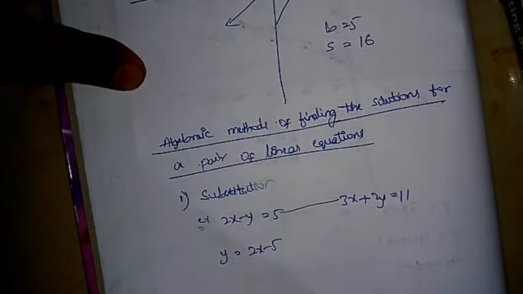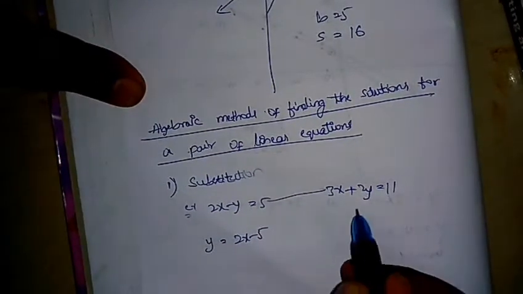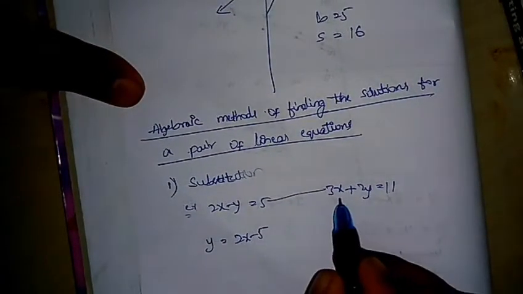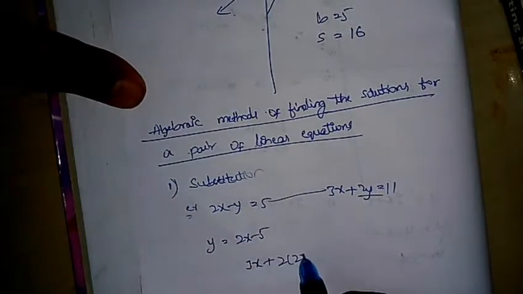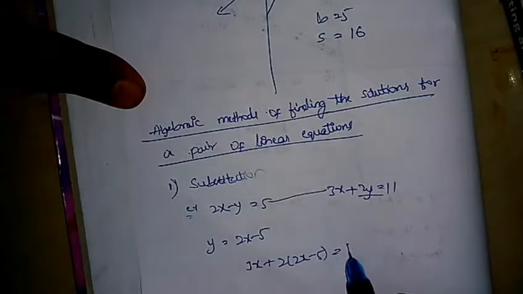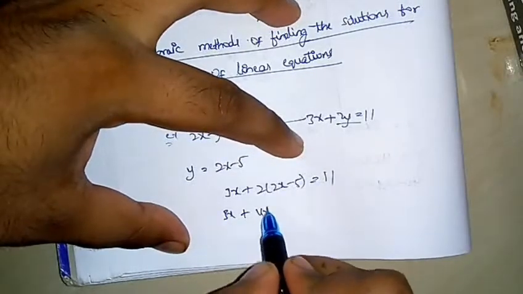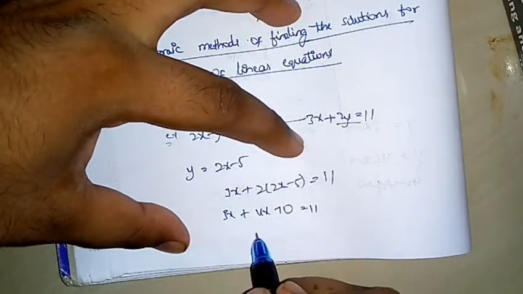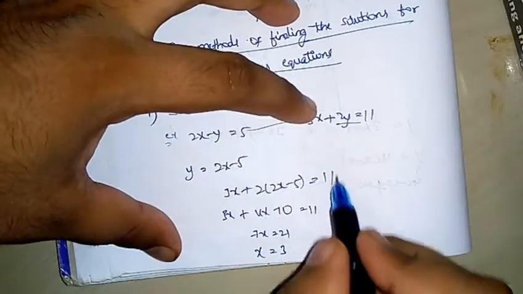And step 2 is to substitute the value of y obtained in the second equation. So now substitute y equal to 2x minus 5 in this equation: 3x plus 2 into 2x minus 5 is equal to 11. Let's solve this equation. 3x plus 4x minus 10 is equal to 11. So 7x is equal to 21. x is equal to 3.